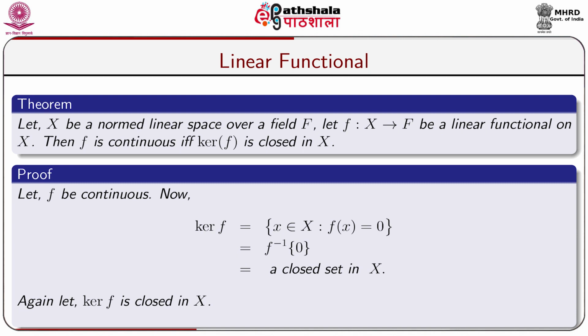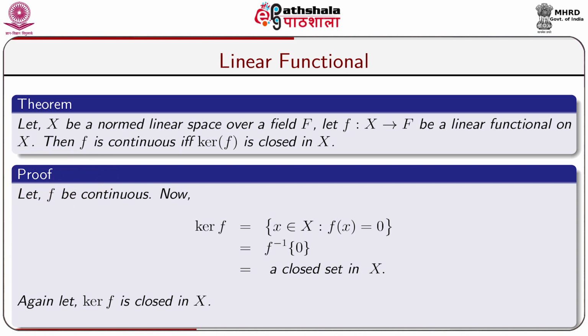Now, let us take a theorem. Let capital X be a normed linear space over a field F, and let f be a mapping from X to capital F, where F is the field of scalars, be a linear functional on X. Then f is continuous if and only if the kernel of f is closed in capital X. Let us have a proof.